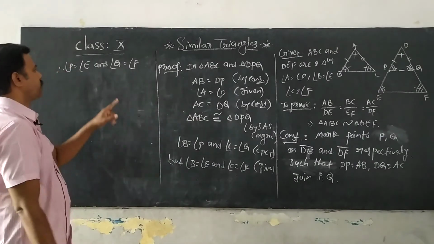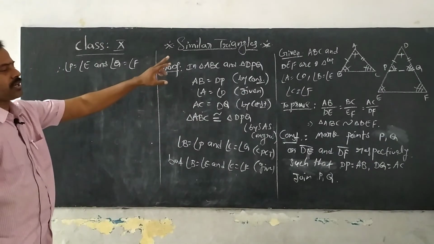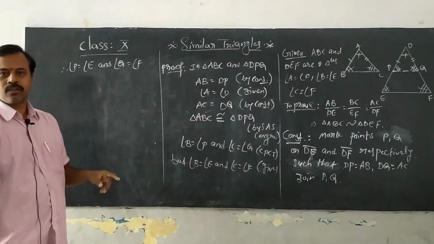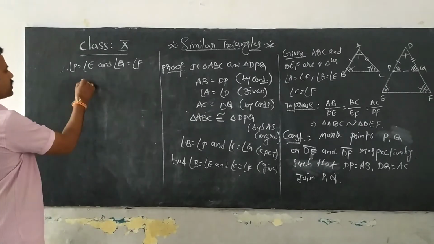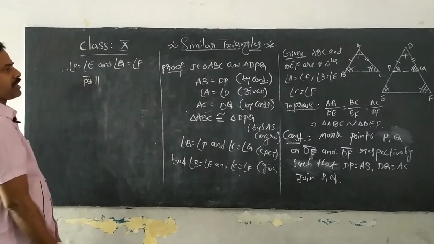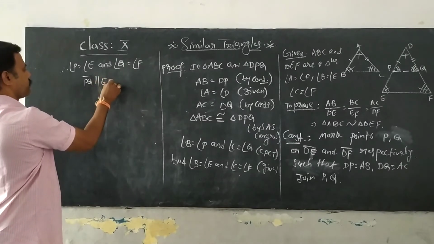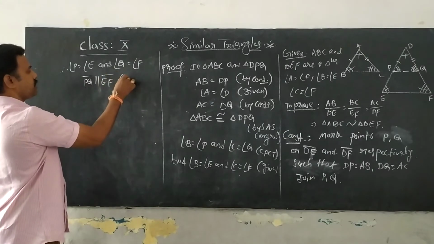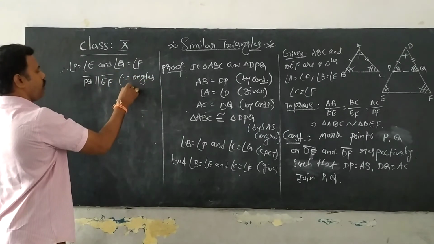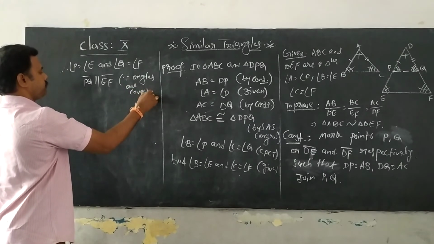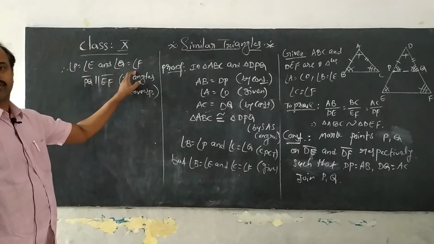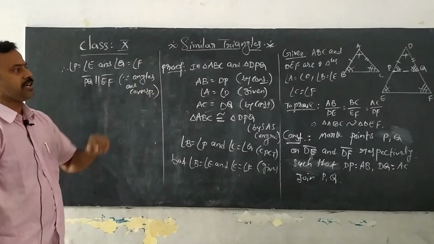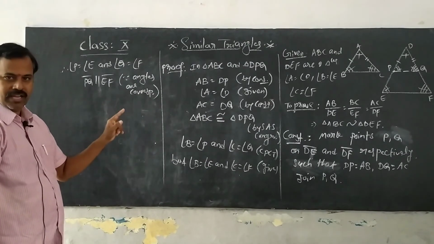Now in triangle DPQ and in triangle DEF, the two angles are equal. That means you can say PQ line segment is parallel to EF line segment, since these angles are corresponding angles. When PQ is parallel to EF, what can you say? Yes, you can apply BPT.